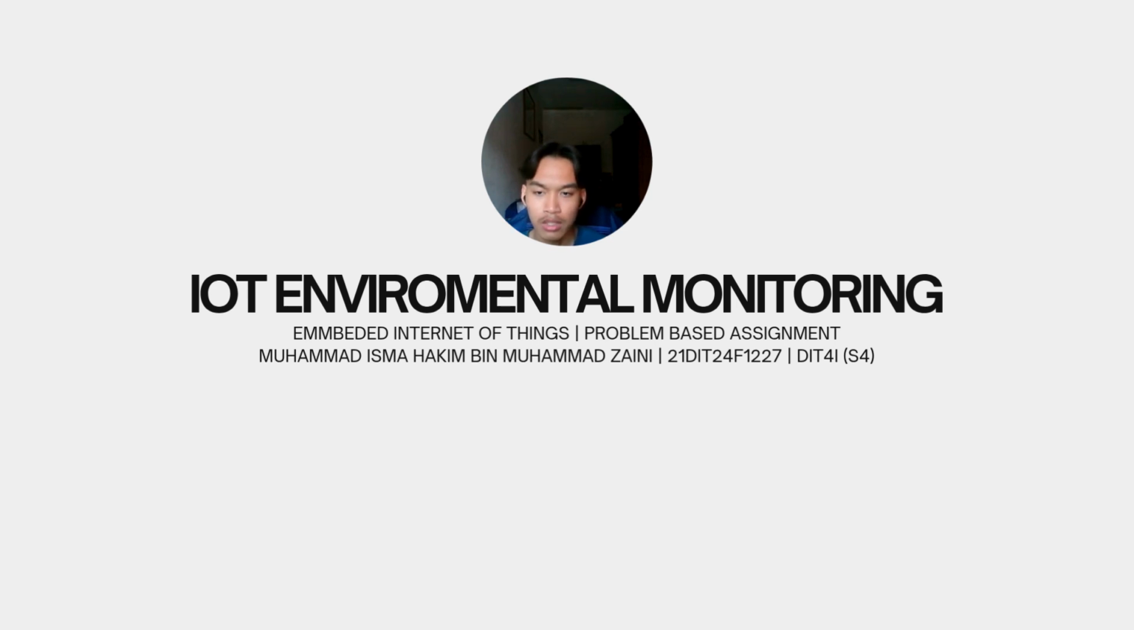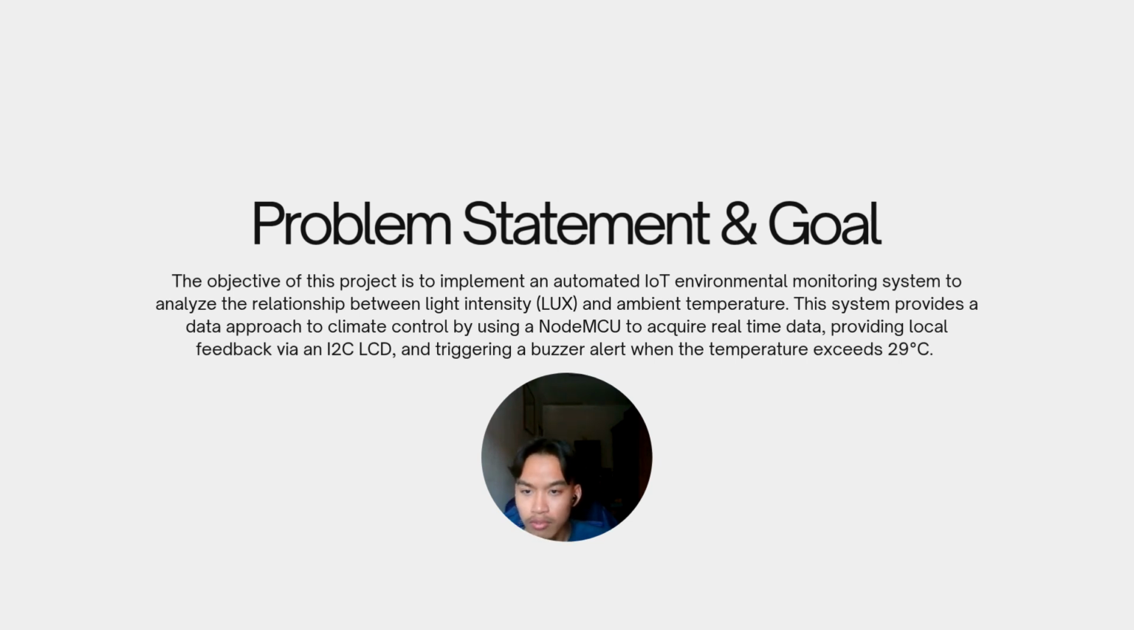As for today, I will do a presentation on my current assessment, which is the problem-based assignment. Before we get started, I would like to state the problem statement and the goal of this project. The objective is to implement an automated IoT environmental monitoring system to analyze the relationship between multiple sensors, which are the light intensity sensor and the ambient temperature. The system provides a data approach to climate control by using a microcontroller, the NodeMCU ESP, to acquire real-time data, providing local feedback via the LCD component and triggering the buzzer to alert whenever temperature reaches a certain value.